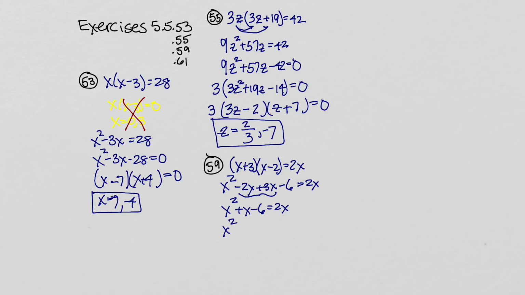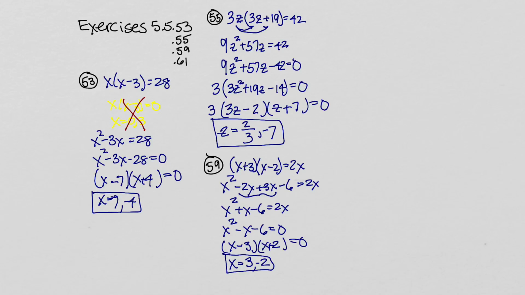So we'll get x squared. Now x minus 2x is minus x. Minus 6 equals 0. We can factor this as x and x. How about 3 and 2? How about a minus 3, a plus 2? And we can read off our solution as 3 and negative 2.